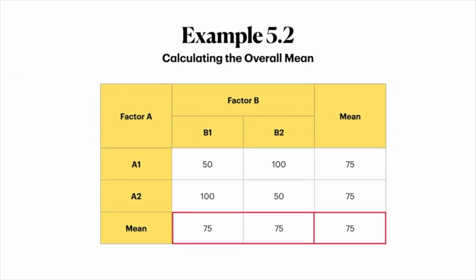And so looking at the table here, we can demonstrate all three ways of calculating the overall arithmetic mean: as the mean of the column means, as the mean of the row means, and also as the mean of the individual treatment combination means.